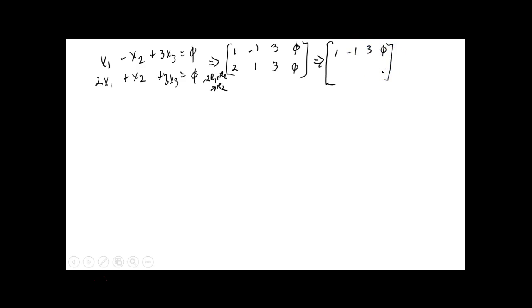What's your new second row? 0, 3, you said? Okay. Negative 3. And 0, of course. That last one's going to be easy every time. Whatever you do to it is going to be a 0. Okay, next.